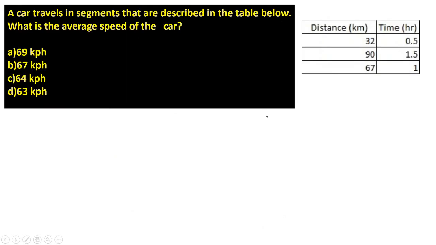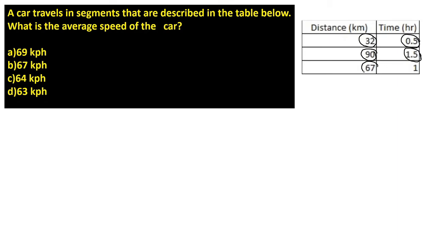Okay, next, what is the next one? A car travels in segments that are described in the table below. What is the average speed? Just look at the question. To move 32 kilometers, how much time is taken? 0.5 hour. To travel 90 kilometers, how much time has been taken?